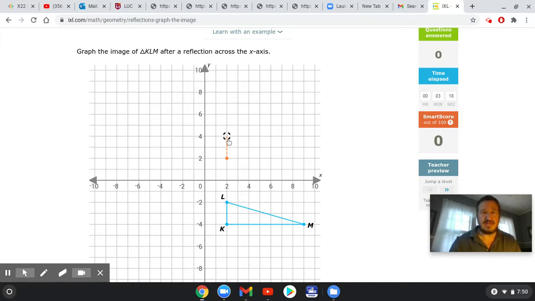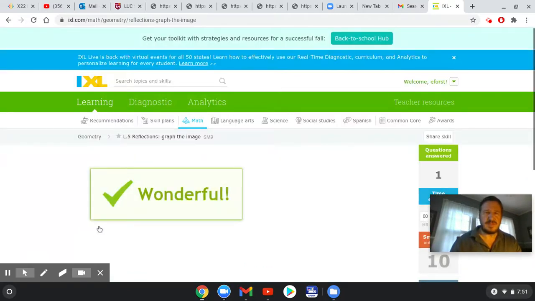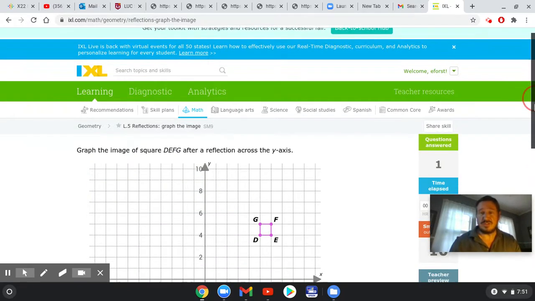Then I go back to K and put it here, and that should be your second one. Then going to M, M is 4 units below the x-axis, so it should be 4 units above the axis. It should be here somewhere. Let's see if that's correct. Do we look like we're correct here? And it's great. See, that's what you do. Okay, so we go back here now.